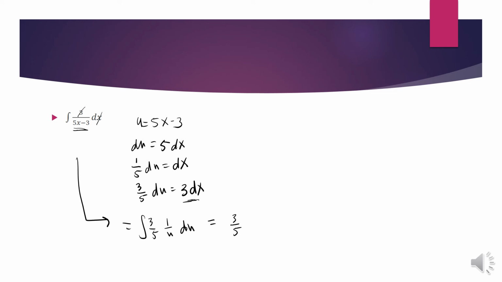So now we're going to take the antiderivative. So 3/5 is going to stay there. The antiderivative of 1 over u is our natural log. So 3/5 natural log of u, and then lastly go to x's. So 3/5 natural log of 5x minus 3 plus c.